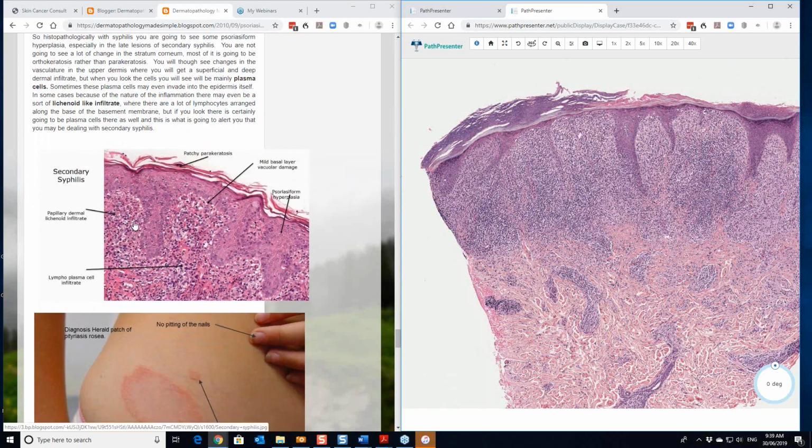And this was just a summary. Patchy parakeratosis, mild basal layer vacuolar damage, as was occurring up here. A little bit of psoriasiform hyperplasia in this particular one. Plasma cells and lymphocytes as the infiltrate, and a pretty dense dermal lichenoid infiltrate in secondary syphilis. So you can see how it's different from guttate psoriasis and different from pityriasis rosea.